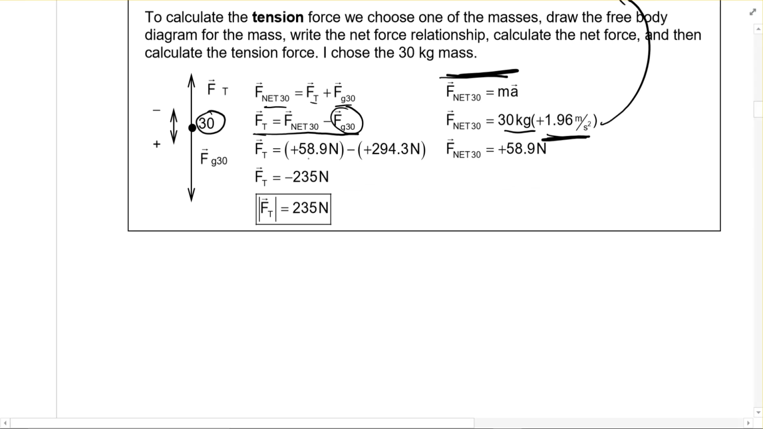Now just fill in what you know. So positive 58.9 newtons minus positive 294.3 newtons, because it's going down as well. So this is going to be negative 235 newtons. Negative means up, which makes sense. The force of tension is up. So the magnitude of the tension is going to be 235.